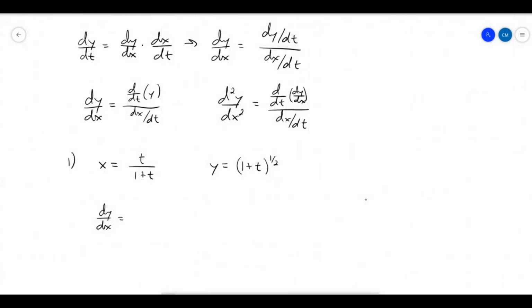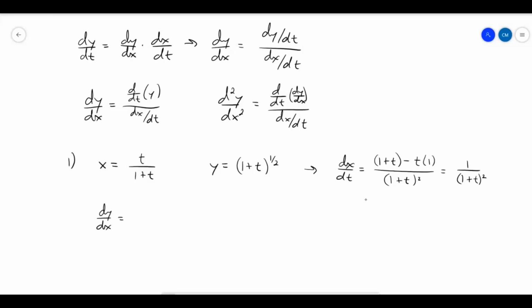We need to know dx/dt, right, dx/dt, and that one we can use the quotient rule to do. So low d high, so 1 plus t. D high is just going to be 1 minus high d low, right? So the top function times the derivative of the bottom, in that case it's also just 1 there. And then over the bottom function squared. So you can see what happens there. The t's cancel and you're just left with 1 over 1 plus t squared.